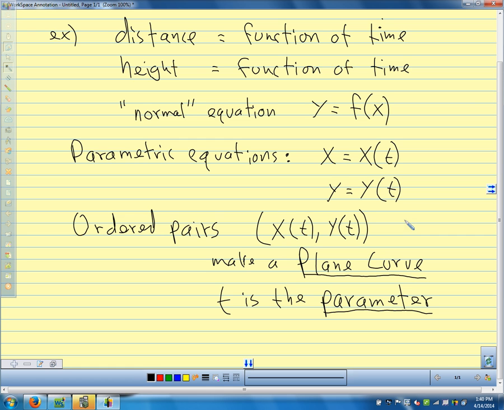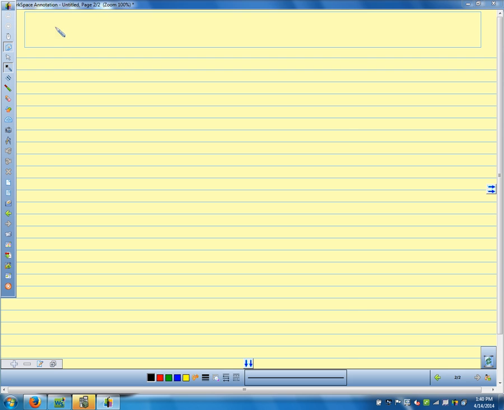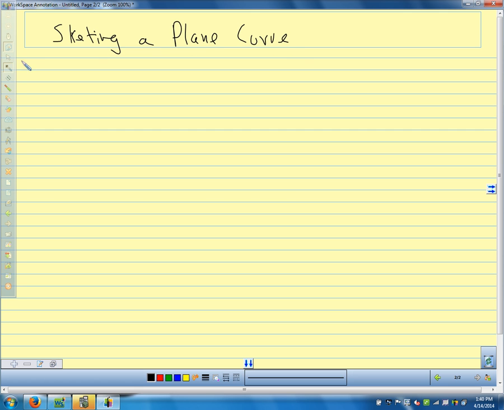So what I want to do is talk about how we're going to graph parametric equations and some special things that happen with parametric equations. We're just going to work with them a little bit today. So, sketching: we want to sketch a plane curve. The most basic way is we're going to make a table of values and plot points.